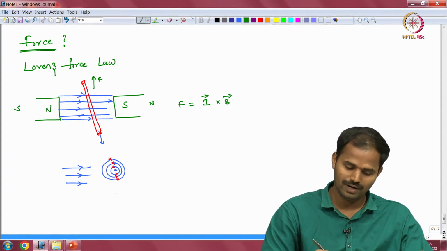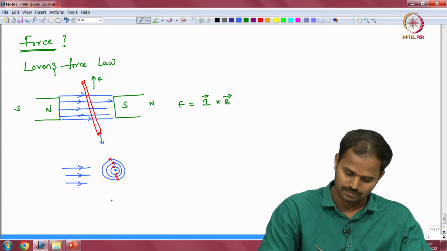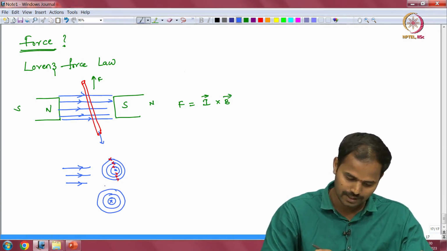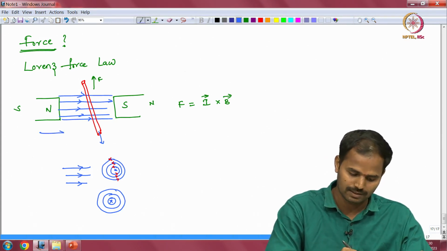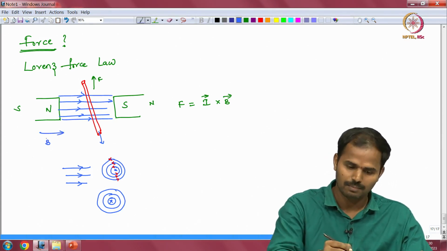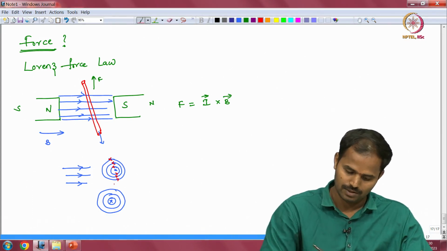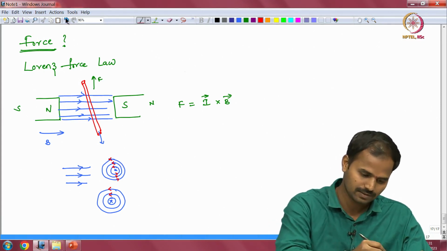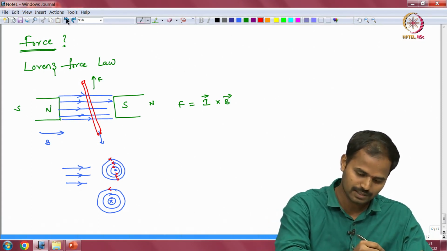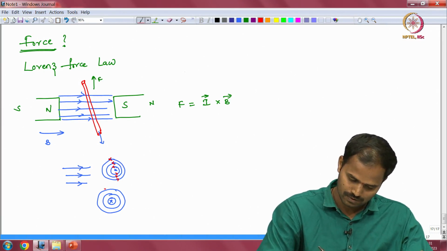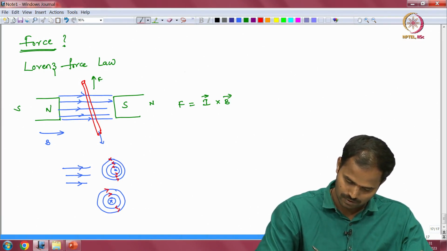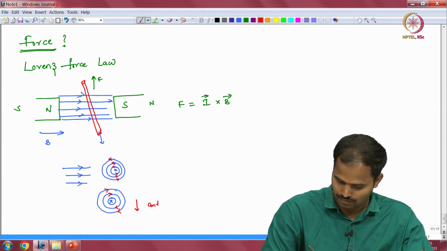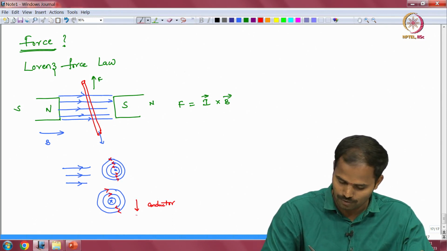Okay. So, if we reverse the current, the magnetic field lines, the B fields, are in the same direction, but we are reversing the current. So, if we reverse the current, the field lines direction will be changed, clockwise direction now. Okay. Then the conductor will move downwards, force will be in a downward direction.